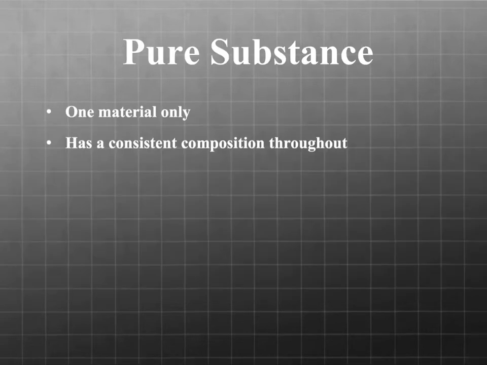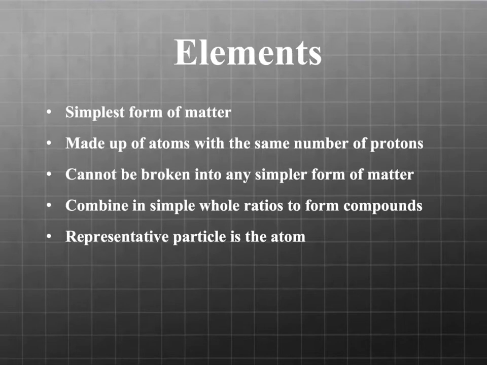A pure substance is one material only. So it has a consistent composition throughout. So it's uniform throughout. It's all the same material. An element, on the other hand, again one of the pure substances, is the simplest form of matter. So this is what you find on the periodic table. They're made up of atoms with the same number of protons, and they cannot be broken down into any simpler form of matter. They combine together in whole ratios to form compounds. And the representative particle is the atom.